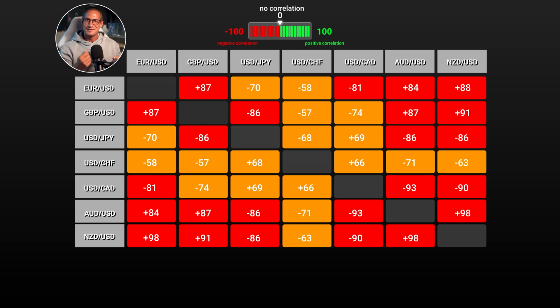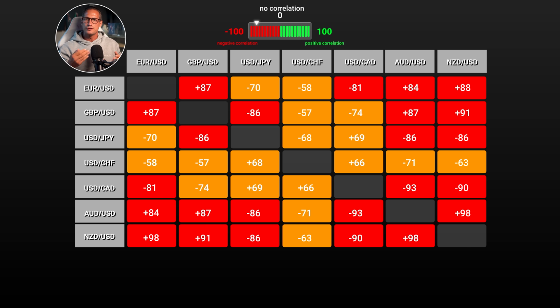For example, in this matrix, the Australian dollar and New Zealand dollar have a correlation of +98. That's an almost perfect positive correlation, meaning they tend to move in the same direction with very strong similarity. Canadian dollar and euro have a negative correlation of -81. This is a significant inverse relationship. So when one of them moves in one direction, the other moves in the opposite direction.